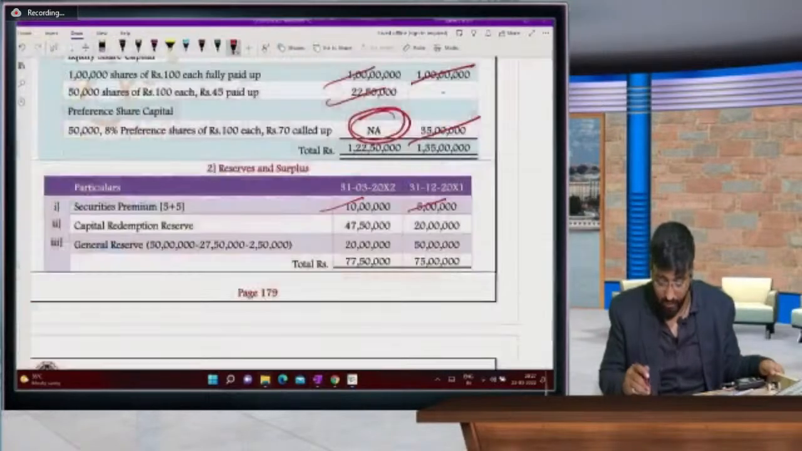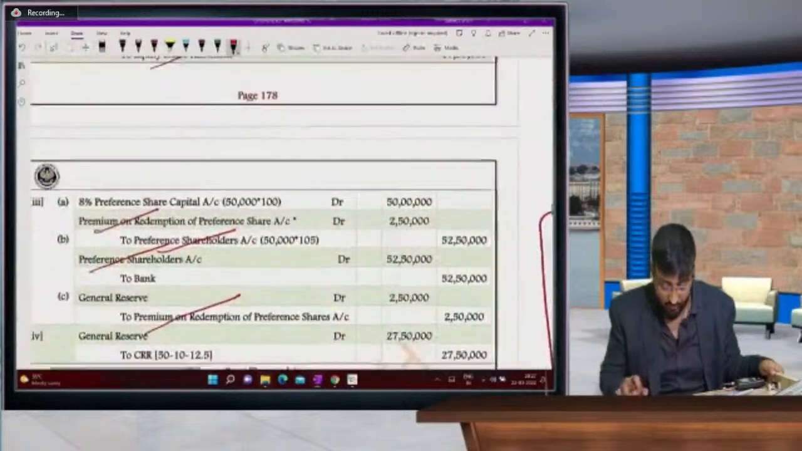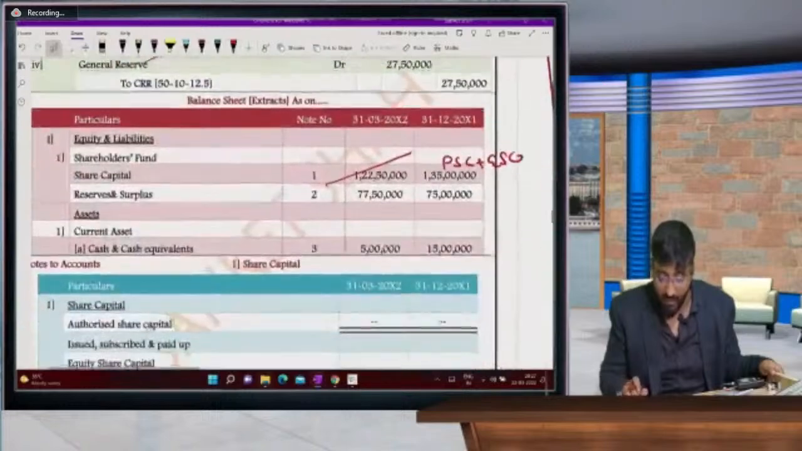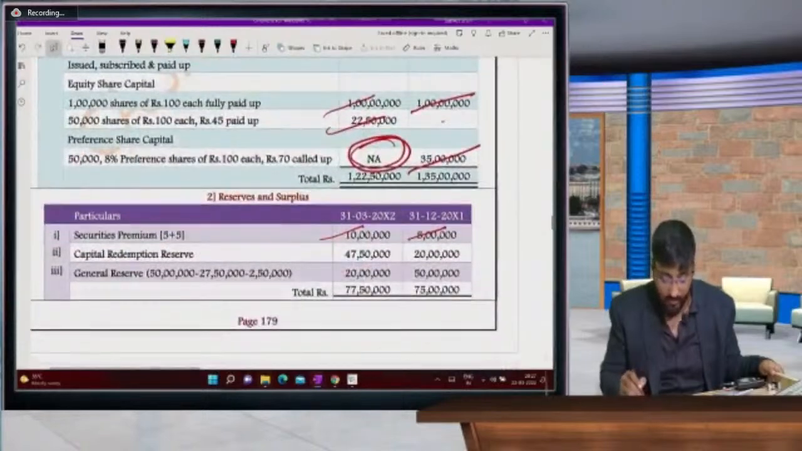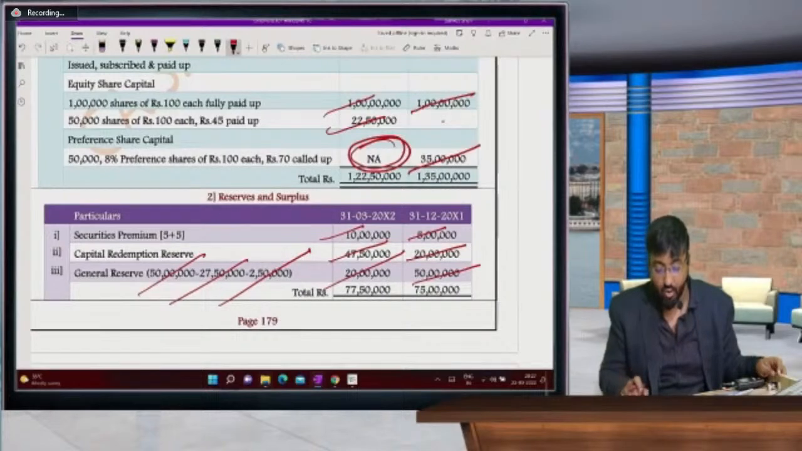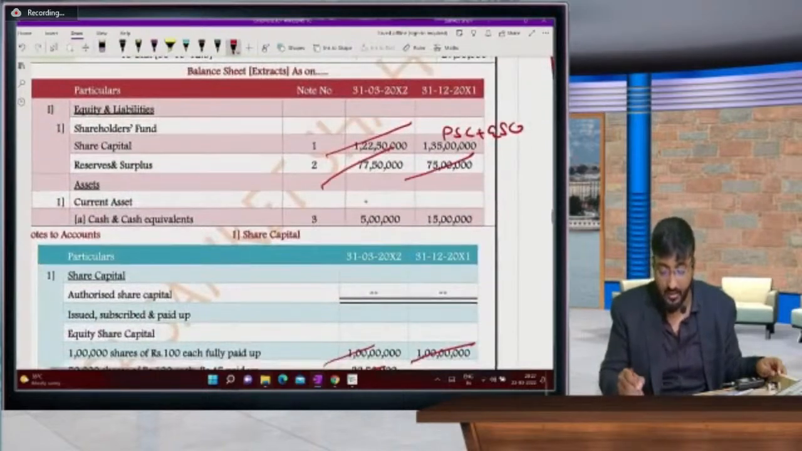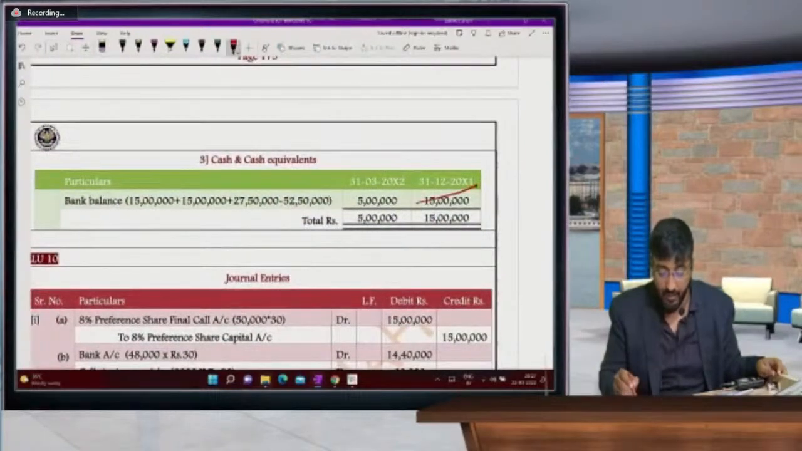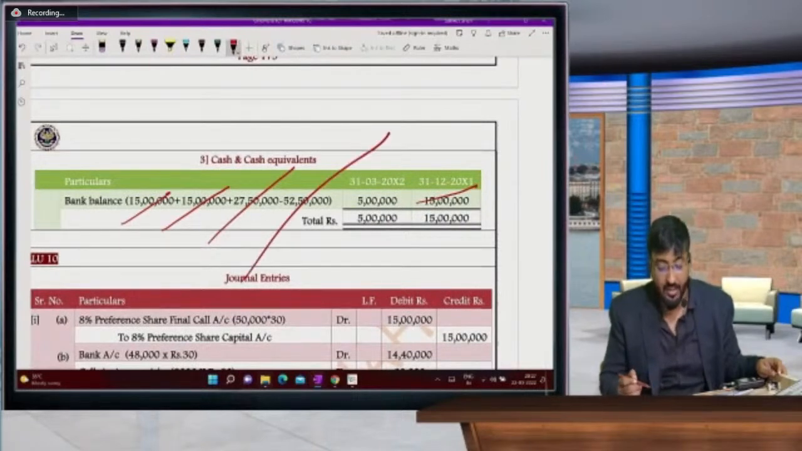Okay. So entry by entry you have to see. Security premium increased by 5 lakhs. So previously 5 lakhs, now it is 10 lakhs. So 5 increase. CRR previously 20 lakhs, now increased by 27,50,000. So 47,50,000. And general reserve previously 50 lakhs, but now reduced by 27,50,000. So 20 lakhs. And now this is how the reserves and surplus and your cash and cash equivalent 5 lakhs and 15 lakhs previously, then 15 lakhs increase plus 27,50,000 minus 52,50,000.